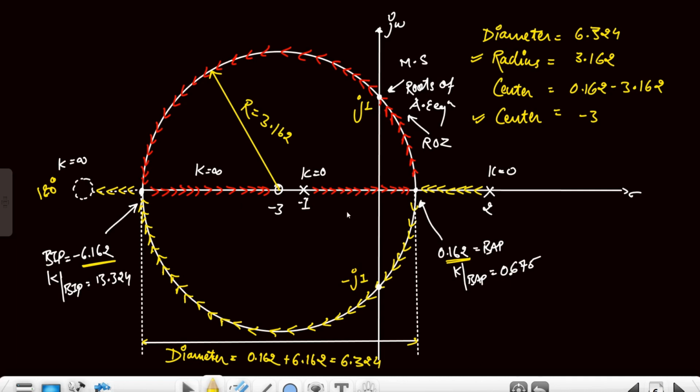Now as we can see, these are the closed loop transfer function poles. So they are lying at the varying locations.